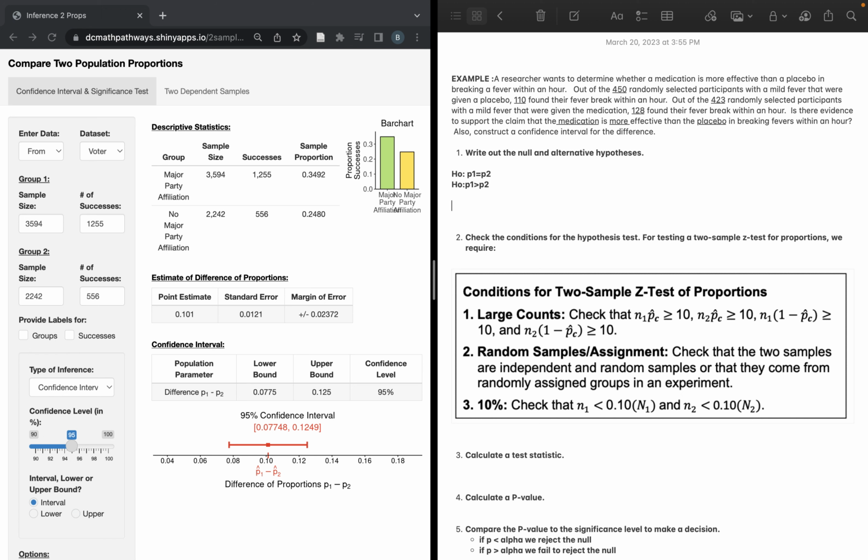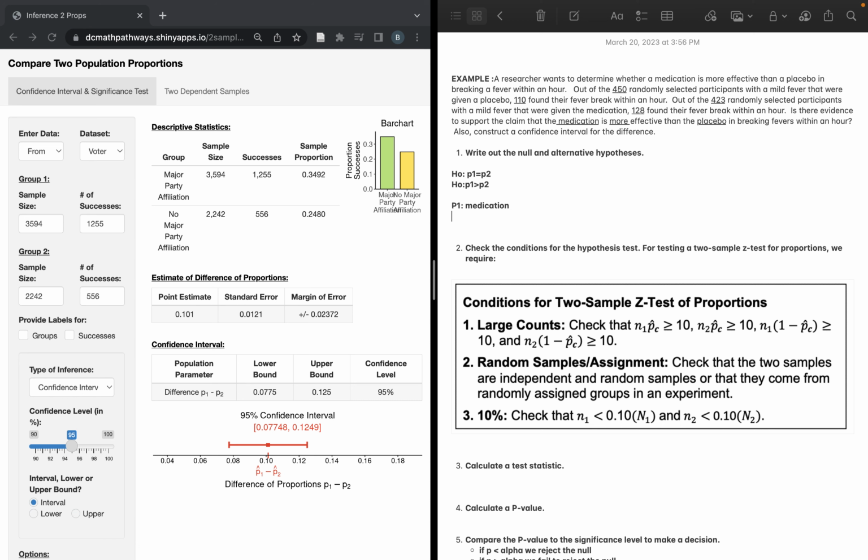Now what's going to be really important here is that you need to make sure you are writing down what your P1 is and what your P2 is. So P1 here, we said that P1 is greater than P2, which means the medication is more effective than the placebo. So P1 we're calling the medication, and P2 is our placebo. So make sure you define which is which, because you want to make sure we're putting the right numbers with the right ones. So the medication greater than the placebo.